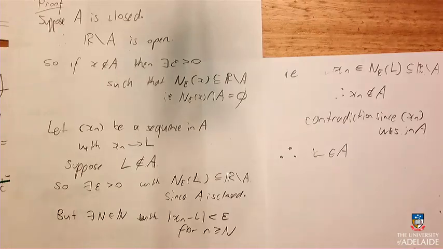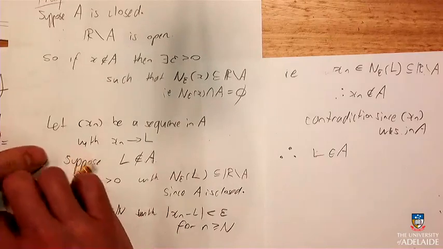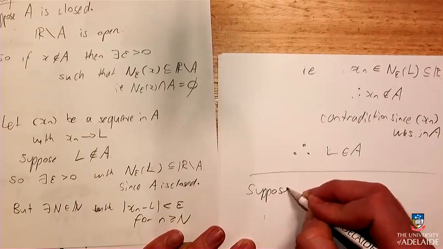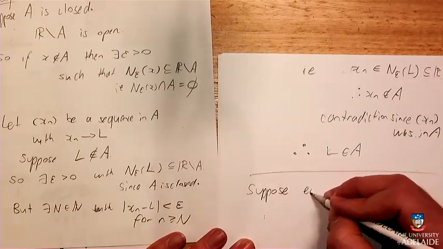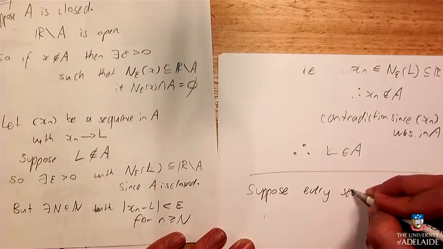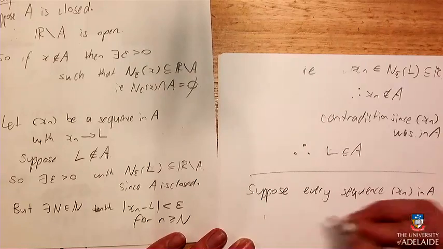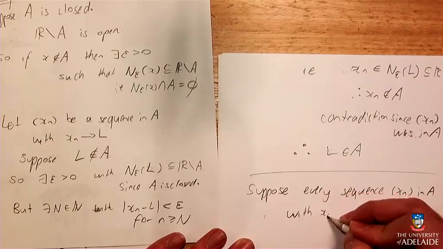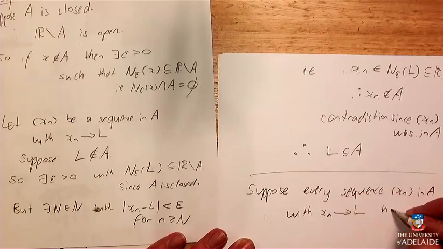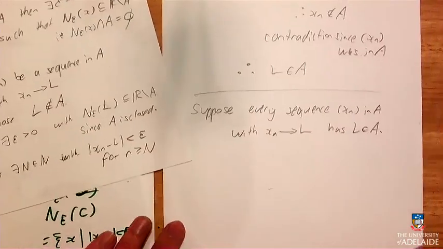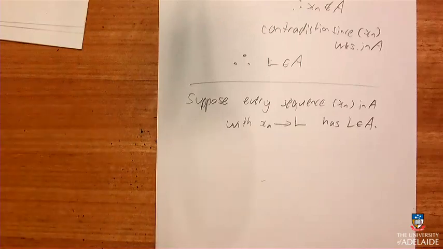The recording's got a little while to go, so I might try and do the other half from scratch. Okay. Now let's suppose every sequence xn in A with xn converging to L has L in A. And we want to do some working that gets us to the point of saying that A is closed.